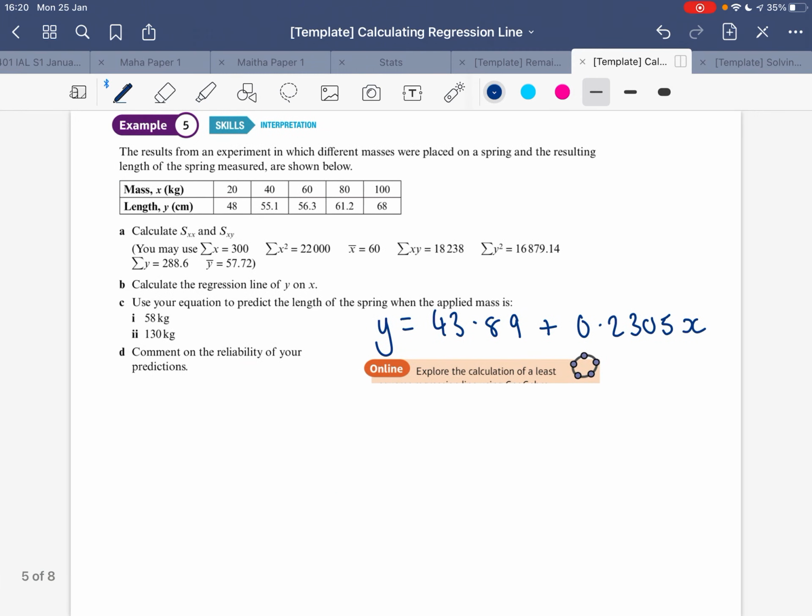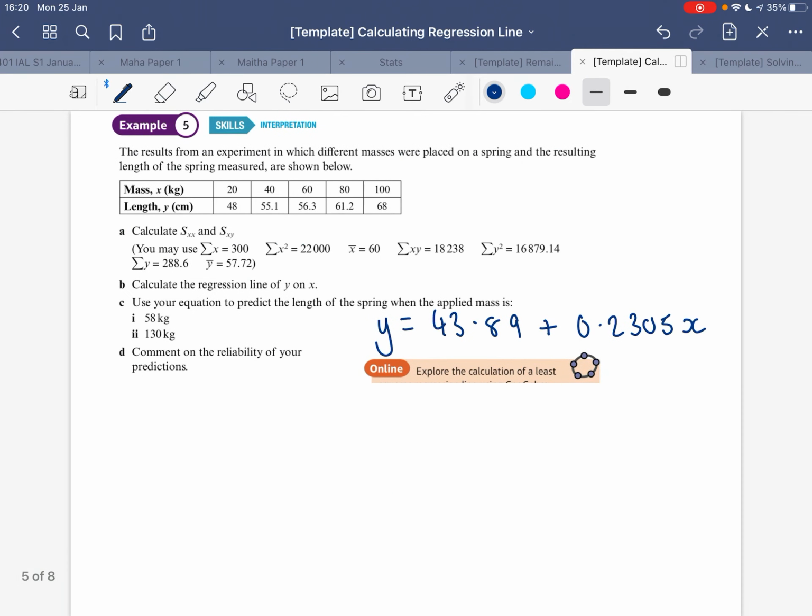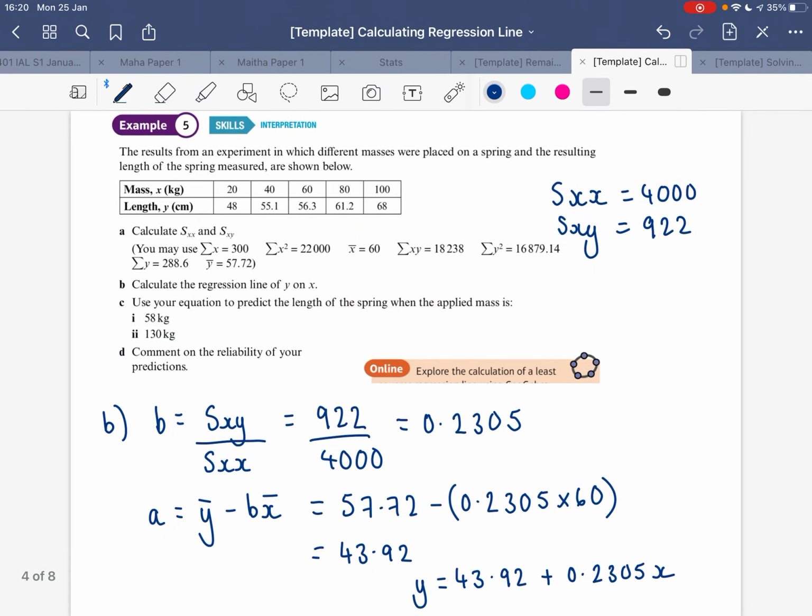So again, I've copied my... what have I done there? I've made a mistake. Now which one's wrong? I've got a slightly different a value here.